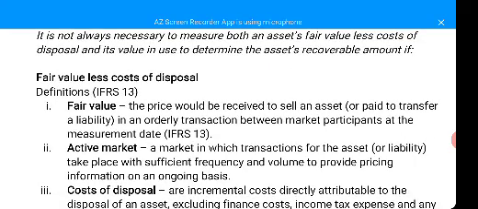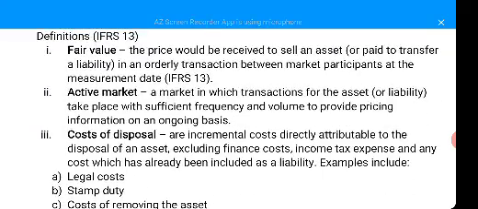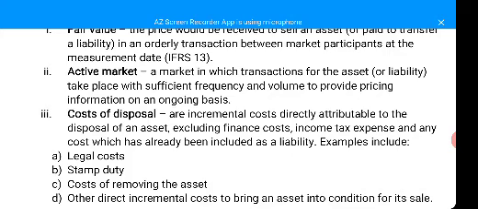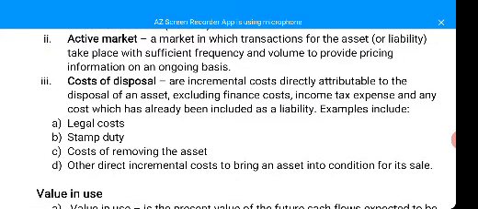Now the fair value according to IFRS 13 is the price that would be received to sell an asset or paid to transfer a liability in an orderly transaction between market participants at the measurement date. What is an active market? It is a market in which transactions for the asset or liability take place with sufficient frequency and volume to provide pricing information on an ongoing basis. So this active market is discussed extensively in IFRS. That's it. What is cost of disposal?